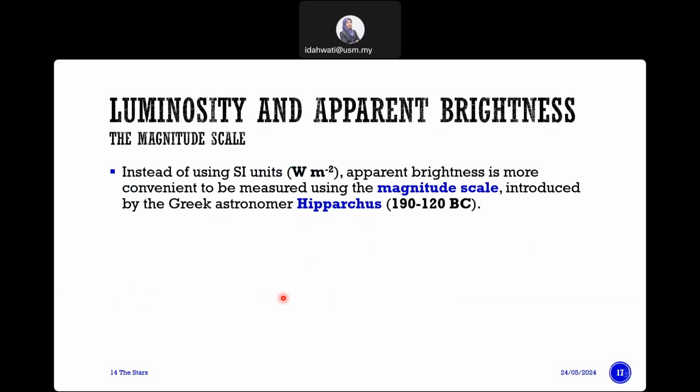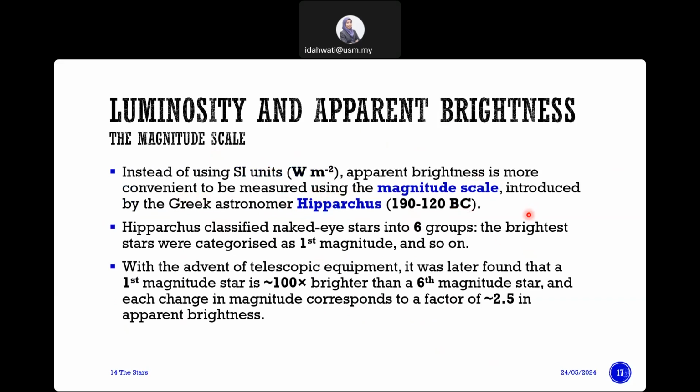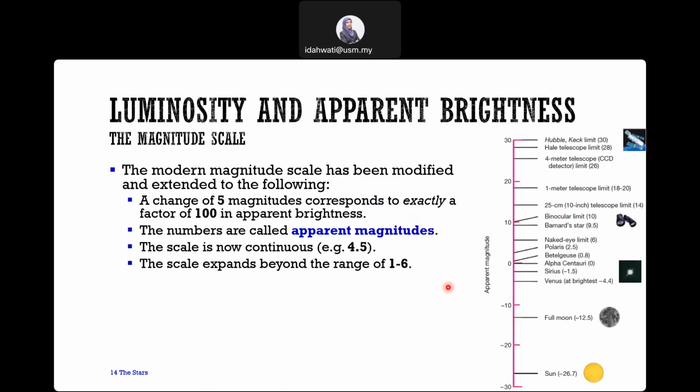And then the magnitude scale. Instead of using the SI unit watt per meter squared, apparent brightness is more conveniently measured using the magnitude scale. This was introduced by the Greek astronomer Hipparchus. Hipparchus classified stars with the naked eye into 6 groups. And then with advancement, we have telescopic equipment later, and it improved the technique of classification. So the modern technique is to use this.